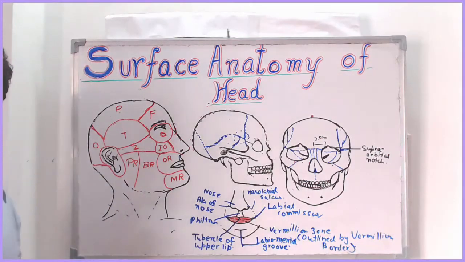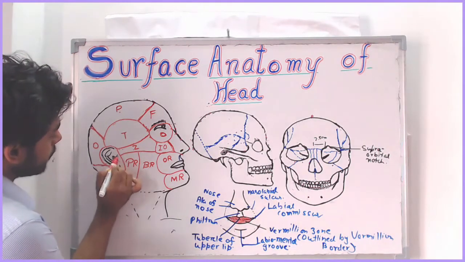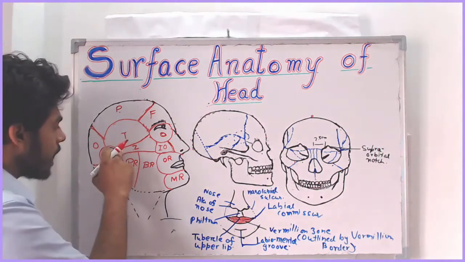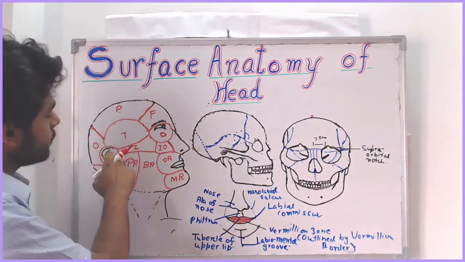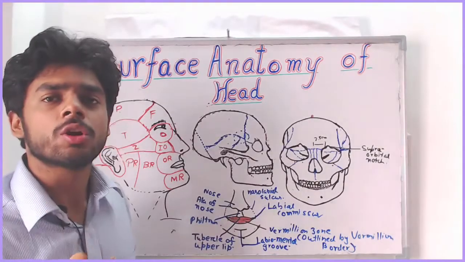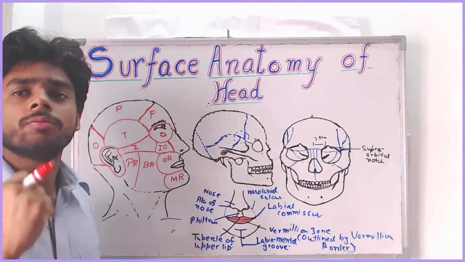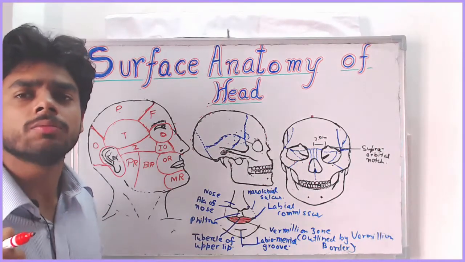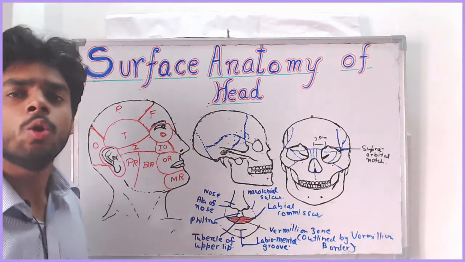Then we have the preauricular point, in front of the upper part of the tragus. See, this is the tragus, this is the lower part of the tragus, and this is the upper part of the tragus. This upper part is called the preauricular region, and when you touch the anterior portion of the lower part of the tragus, you are palpating the head of the mandible.